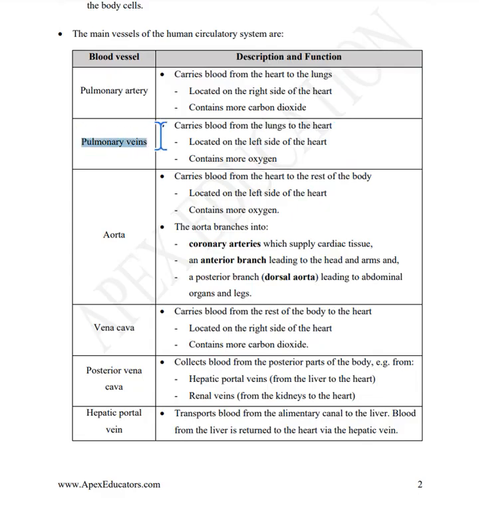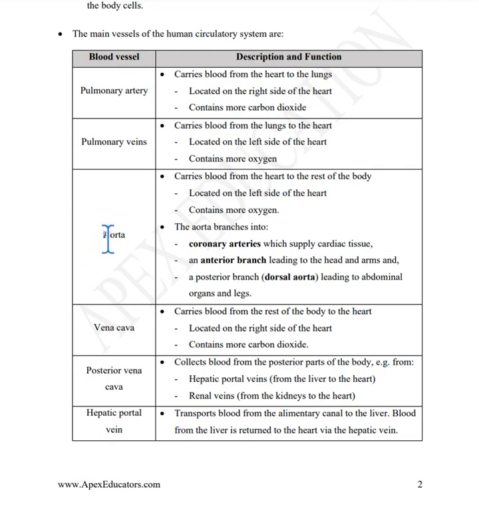For the pulmonary vein, you need to know that it carries blood from the lung to the heart. It is located on the left side and contains more oxygen. The pulmonary artery contains more CO2 because the blood needs to go back to the lung. The reason the vein contains more oxygen is that it needs to give it back to the heart to go to the rest of the body. Our body accepts about 98% of the oxygen, whereas for carbon dioxide, you only accept about 2%.